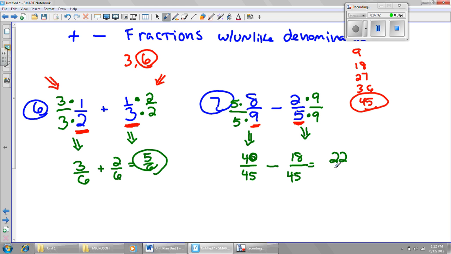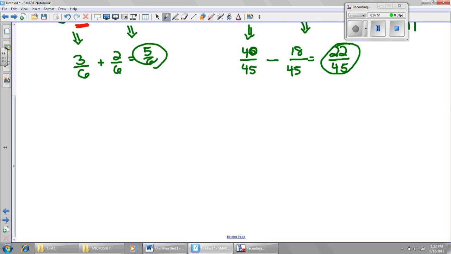All right, over 45. I'll check to see if it simplifies. I don't believe it does. The factors of 22 are 1 and 22, 2 and 11, and that's it. And none of those numbers goes into 45. There is your answer. All right, one more example.